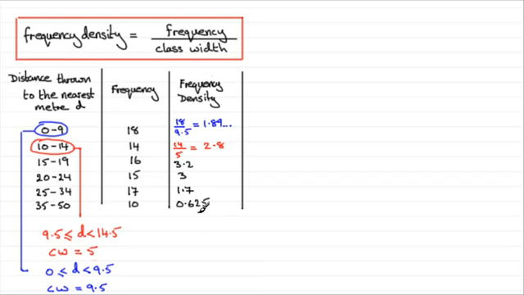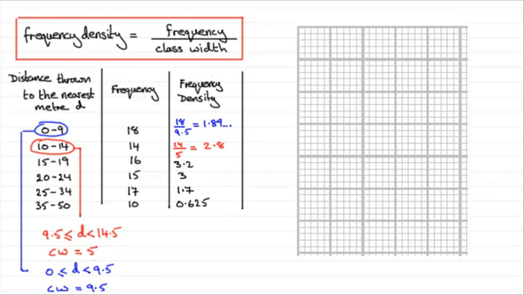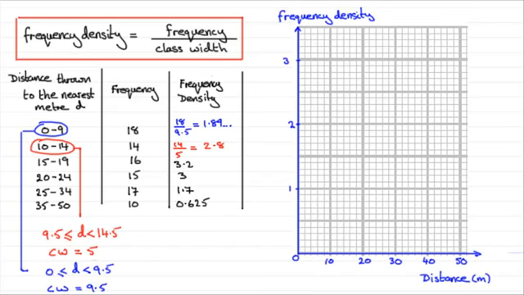Now that we've got our frequency density values worked out, what we need to do is plot the histogram. We take a bit of graph paper, put some axes on, and on the vertical axis we have frequency density, which you can see goes up to 3.2. So my scale here goes up to 3.5. Don't forget to label your vertical axis frequency density. On the horizontal axis I've got the distance measured in meters, and again don't forget to label your scales. I've got 10, 20, 30, 40, 50, as you can see.